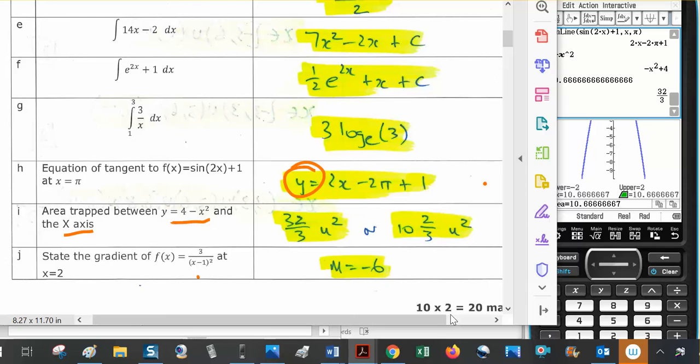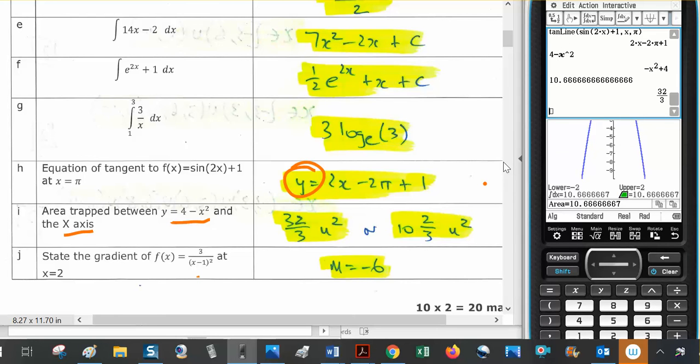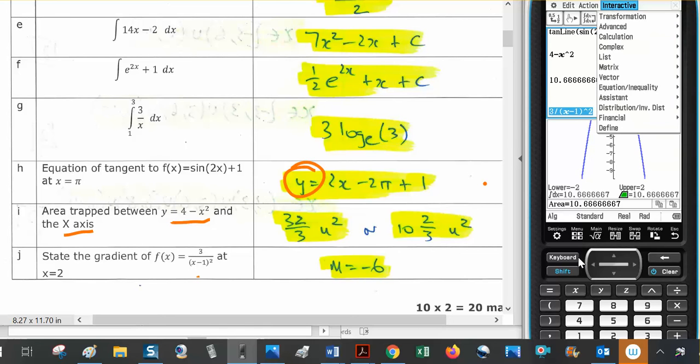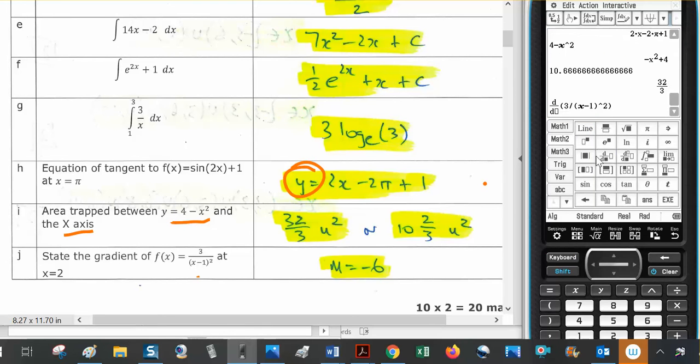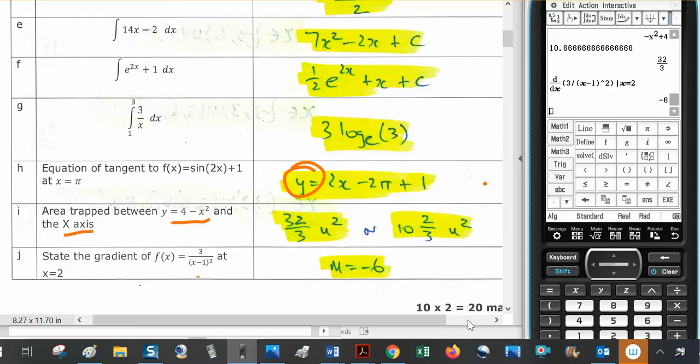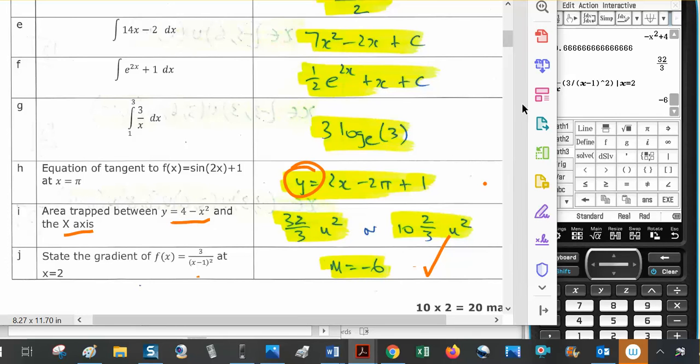And then state the gradient. So I'd like to take the derivative and then set x equal to 2. So I've got 3 divided by bracket x minus 1 squared. And I'm going to keyboard, take the derivative with respect to x. And after all of that, in Math 3, let's make x equal to 2. And Execute, and -6 is my gradient. Okay, so that's question 1.